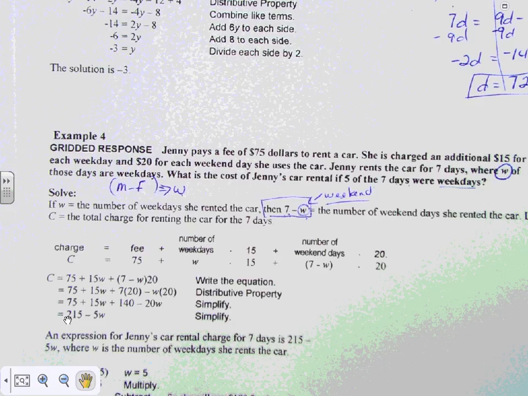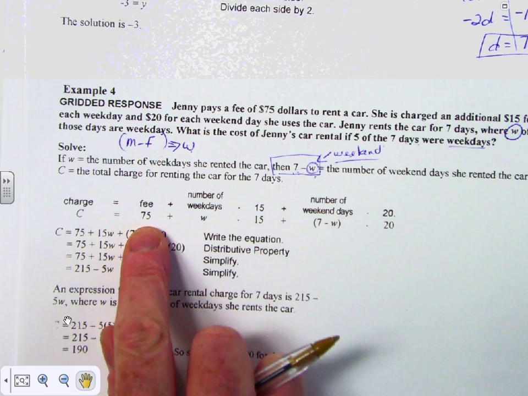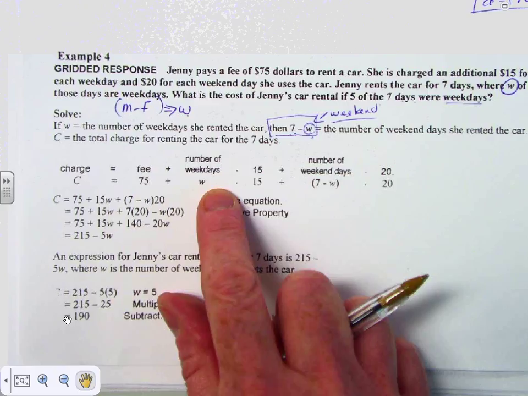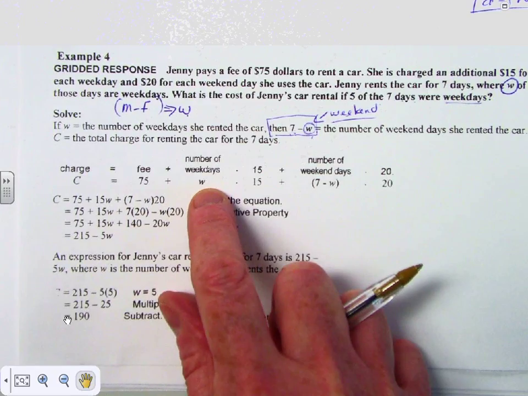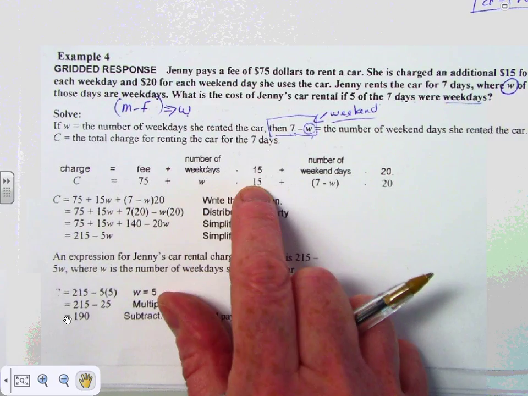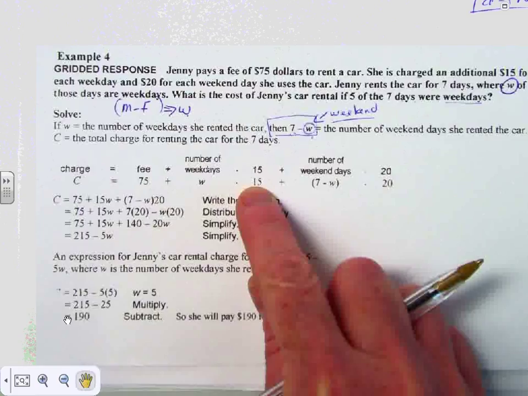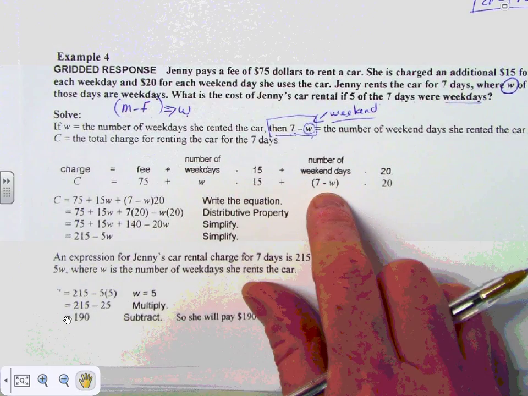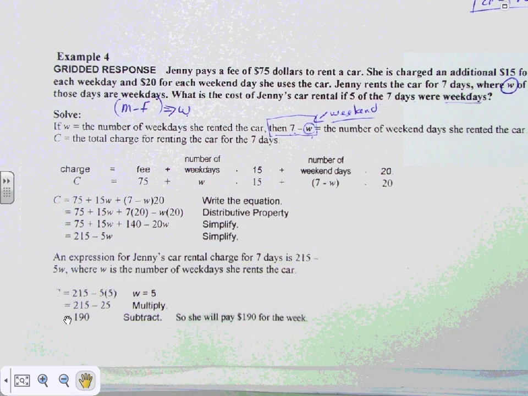Okay? After that, I think you're fine, because here it's showing the flat fee, plus the number of weekdays times $15 for each of those days, added to the number of weekend days times $20 for each of those days. And then you could finish the math and you'll be fine. I'm confident in your skills there.